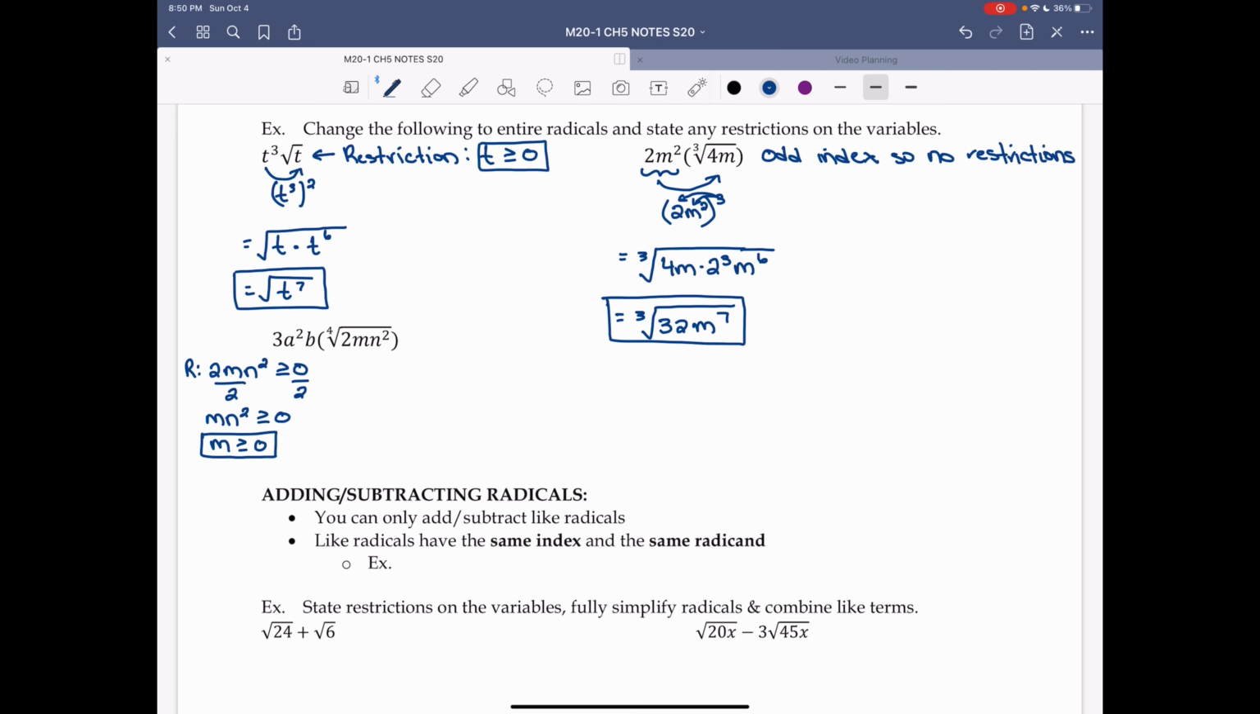If we want to move the 3a squared b underneath, we're going to have to raise it to the power of 4. So 3a squared b to the power of 4. This 4 is going to apply to each of these terms of the product. Then we get the fourth root of 2m n to the 2 times 3 to the 4, a to the 2 to the 4. That's the power of a power rule. So a to the 8, and then b to the 4.